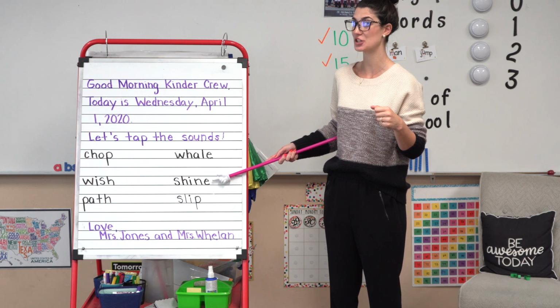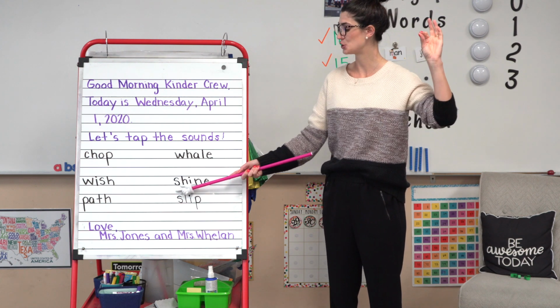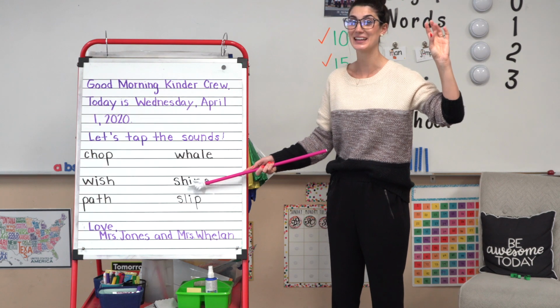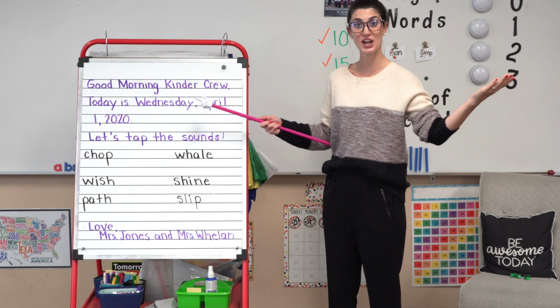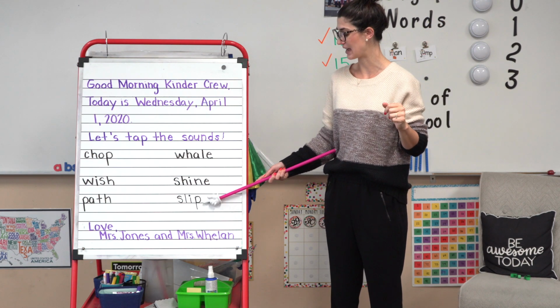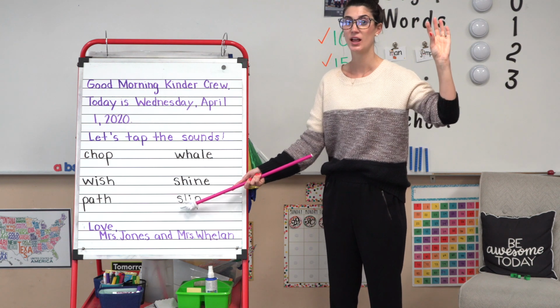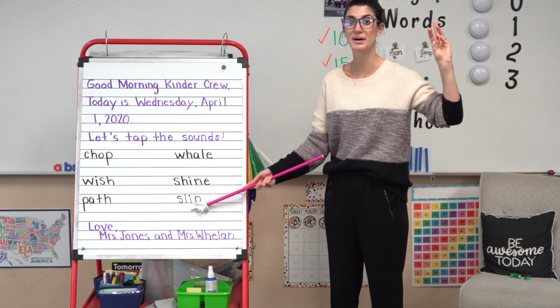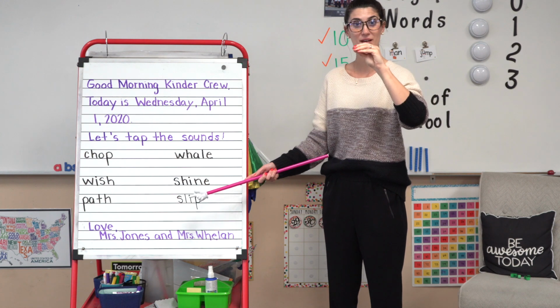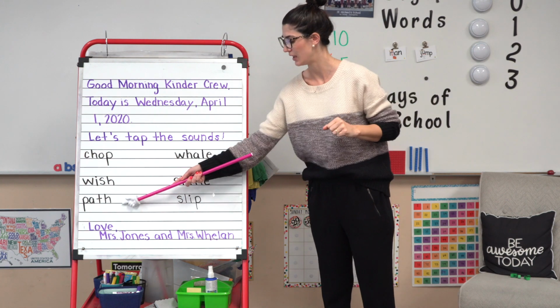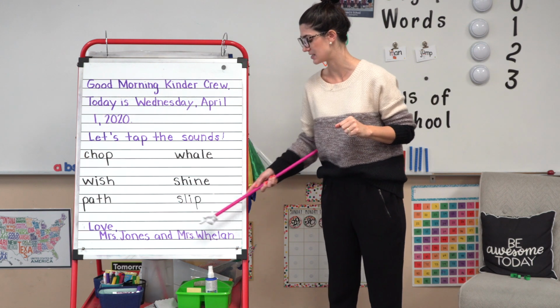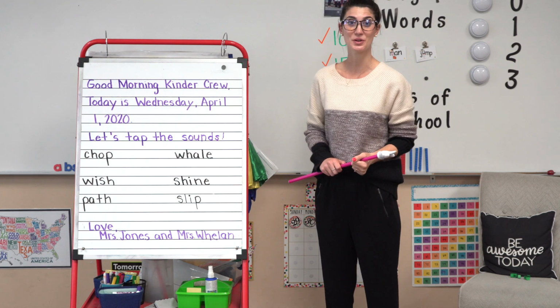All right, let's look at our next word here. Oh, I notice a magic E again. Here we go. Shine. Shine. All right, and our last word here, slip. Slip. Great job, kindergarten. Love Mrs. Jones and Mrs. Whalen. Let's get started with our lessons.